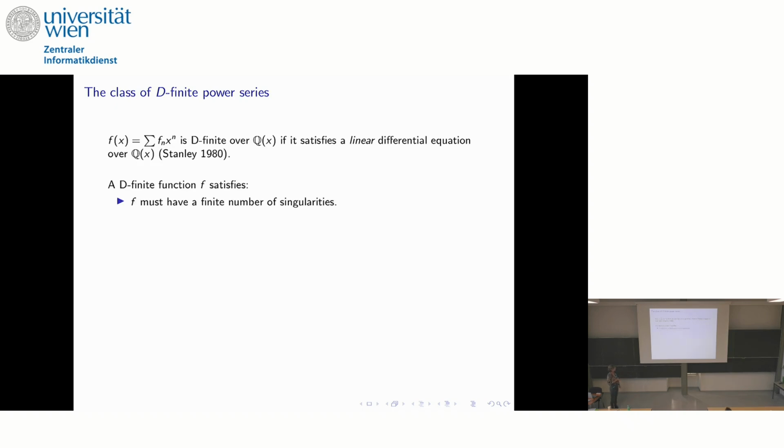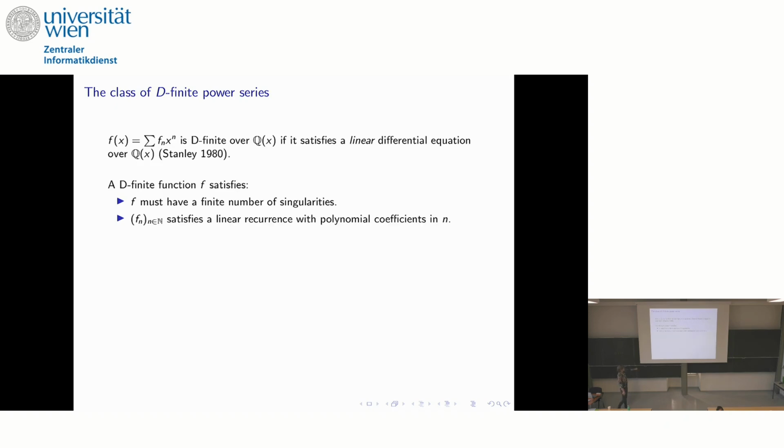The first of them is that a D-finite function must have a finite number of singular points. And in fact, you can use the converse of this property: if you find a function that has an infinite number of singular points, then it's not D-finite. Okay? So you can a little bit decide whether a function is D-finite or not by just looking at its singularities.